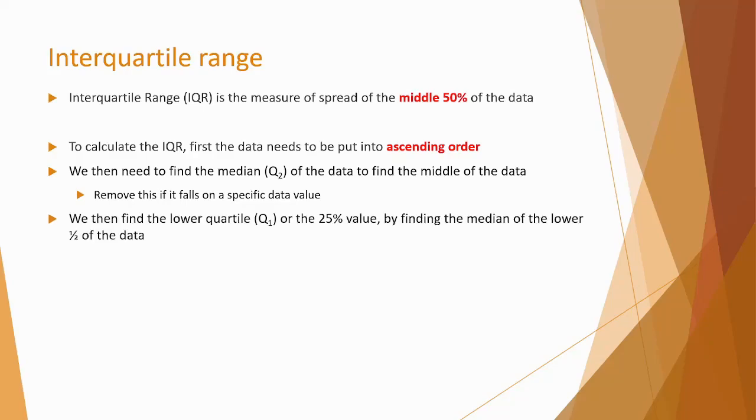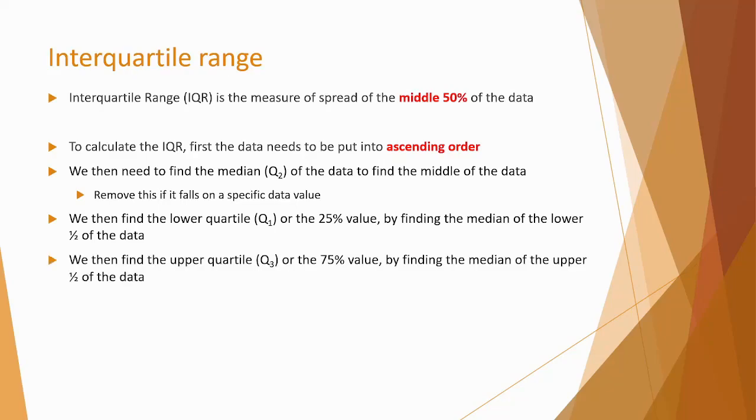So for that lower half, we can find the lower quartile, and we do that by finding the median of that half of the data. And to find the upper quartile, we do the same, but with the upper half of the data. Now, we write this down as the median is Q2, the lower quartile is Q1, and the upper quartile is Q3. So each one of those represents 25% of the data.